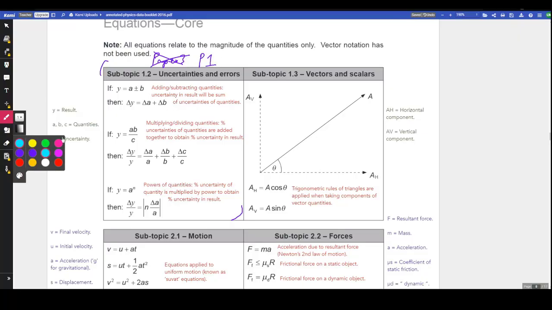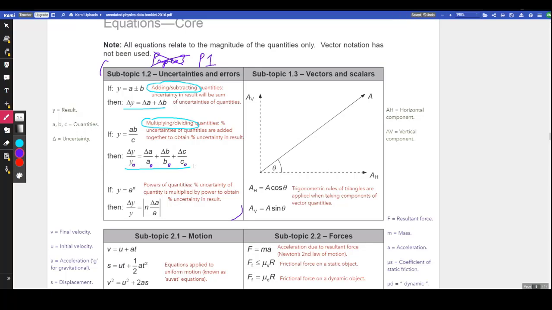The first thing that you need to know is that this equation is for adding and subtracting, and the equation here is for multiplying or dividing. If you don't know how to use it, you can refer back to my chapter 1 video. I can put the link in the description below. The annotation here is all good. You can also interpret this as percentage error, because this is delta, that means the uncertainty over the average. So in fact, I would probably write y average, a average, b average, and c average, because this means the average value.